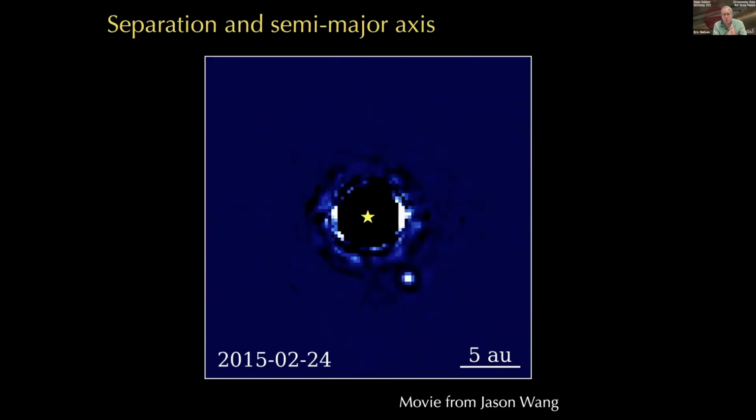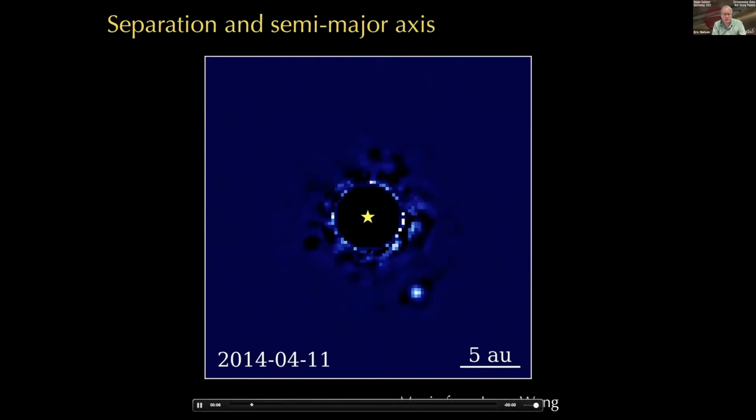Okay, but it's important to remember that separation and semi-major axis are two different things. I think this is most well illustrated by this movie of the Beta Pictoris b planet orbiting the star. The semi-major axis of this planet is 9 AU, but the separation changes dramatically depending on when we happen to go observe this star. So your completeness depends on the orbital properties of the planet, but also on when you actually make your observations. So orbital phase is very important as well.